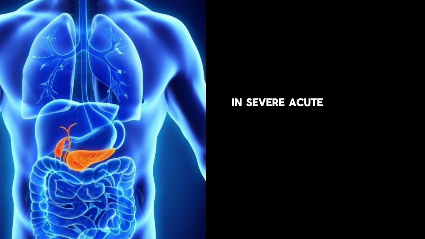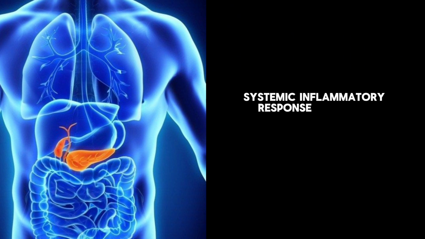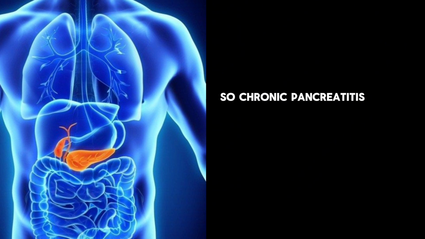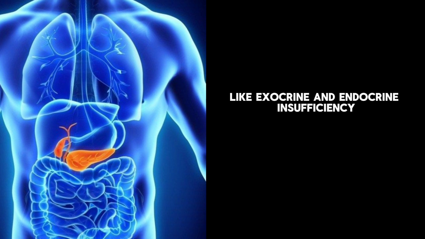In severe acute pancreatitis, systemic inflammatory response syndrome, which is SIRS, can develop, leading to multi-organ dysfunction. Chronic pancreatitis, on the other hand, results in fibrosis, loss of functional pancreatic tissue, and complications like endocrine and exocrine insufficiency.